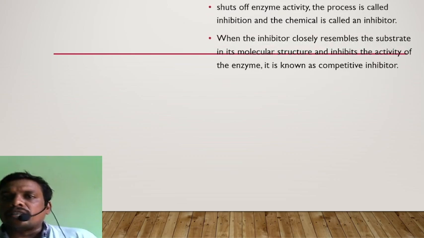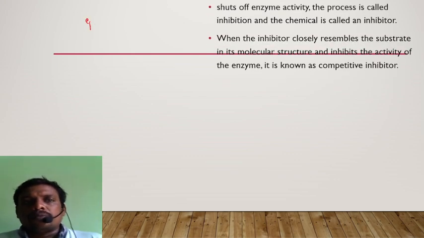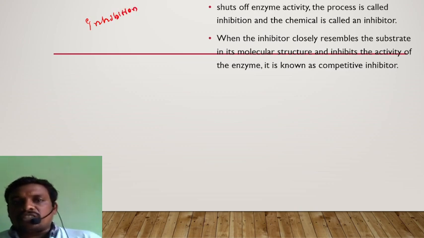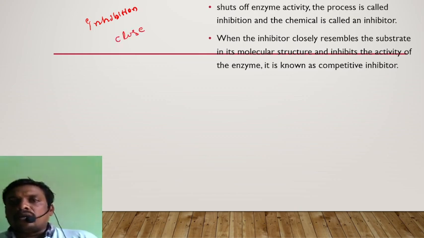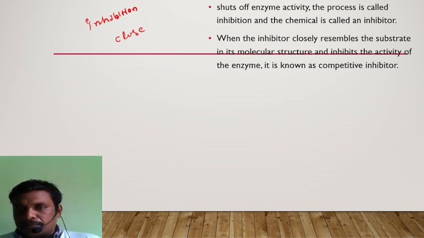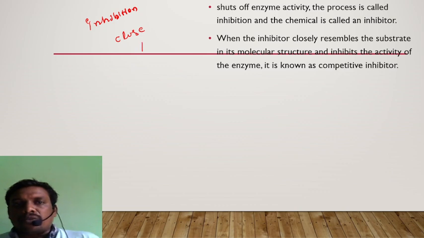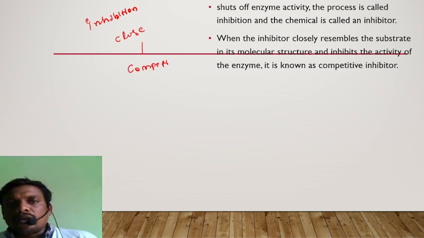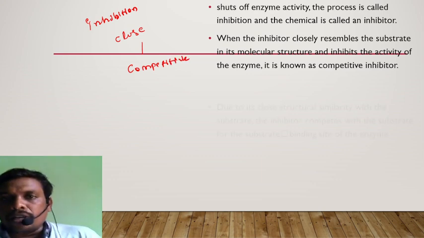Shutting off enzyme activity is called inhibition. Inhibition is nothing but shutting off or shutdown of the activity of an enzyme. An inhibitor is a structure which closely resembles the substrate in its molecular structure and inhibits the activity of the enzyme. An inhibitor that can stop the functioning of an enzyme in this way is known as a competitive inhibitor. What is that called? Competitive inhibitor.